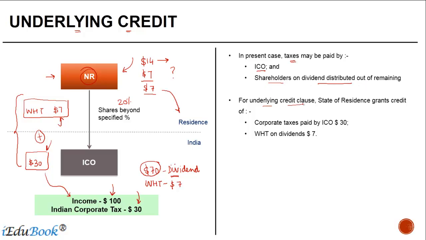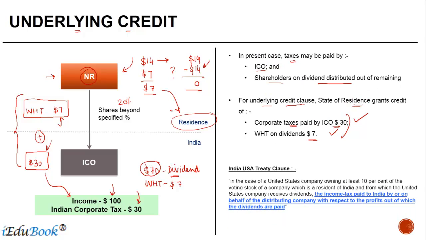In case of the underlying credit clause, the state of residence grants credit of corporate taxes paid by the Indian company, which is $30, and the withholding tax on dividend, which is $7. So effectively, against $14, you have $37 of credit. So you will reduce $14 here, making it 0. We do not reduce $37 here because the credit is limited to the amount of tax which has to be paid in the state of residence.